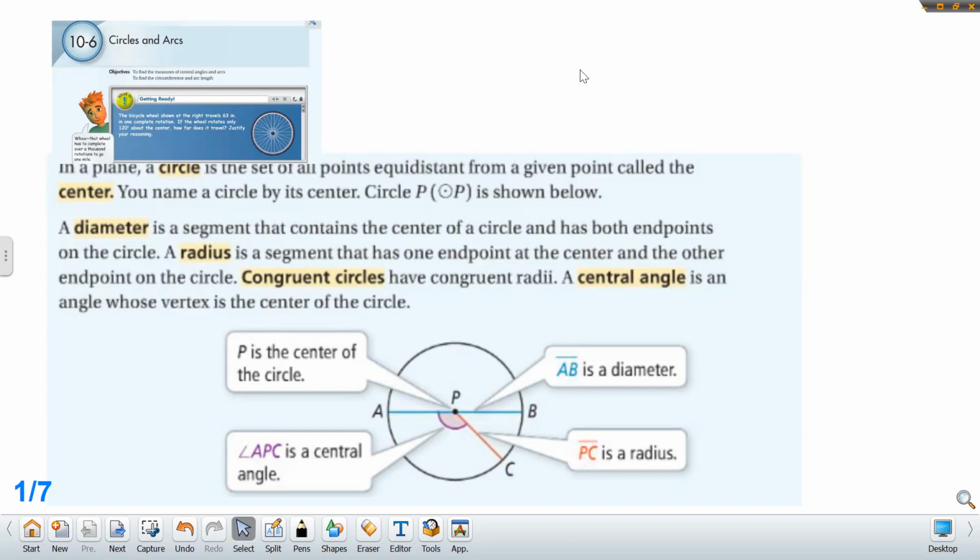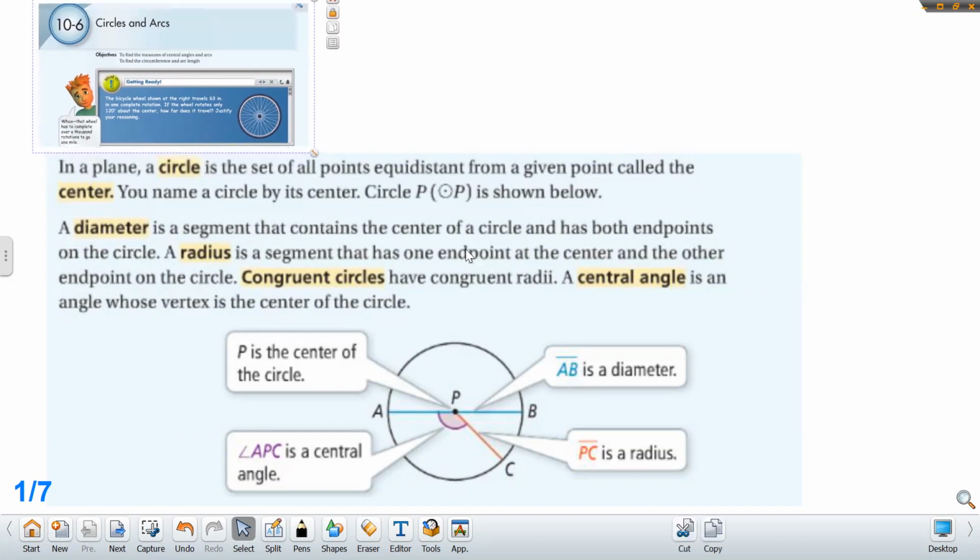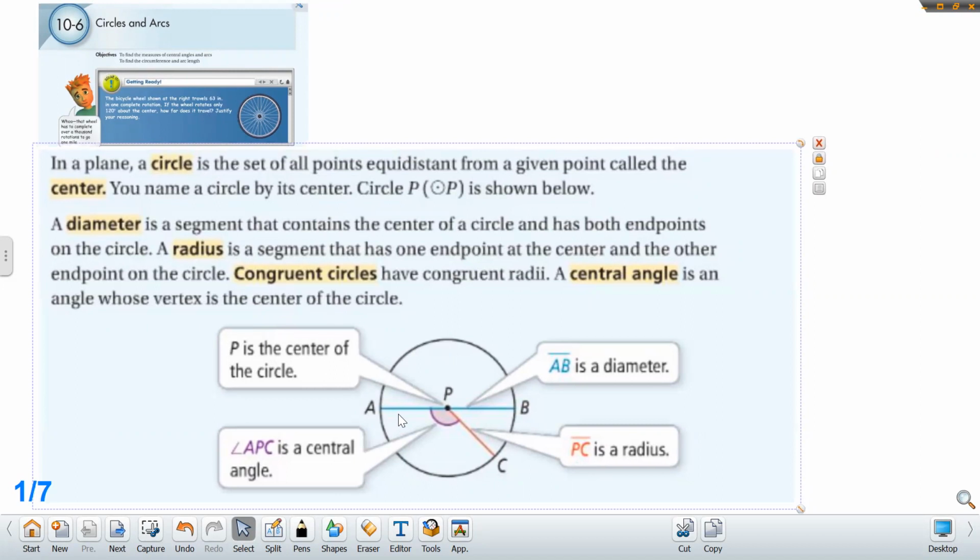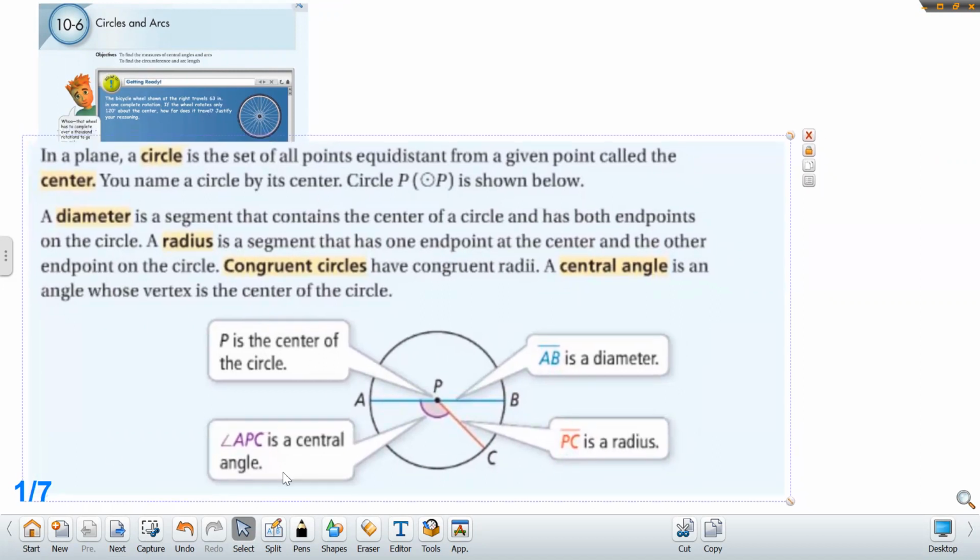Good morning, everybody. This is the tenth lesson, Circles and Arcs, which is a very important lesson for the SAT test later on. Okay, here I have to define the circle.